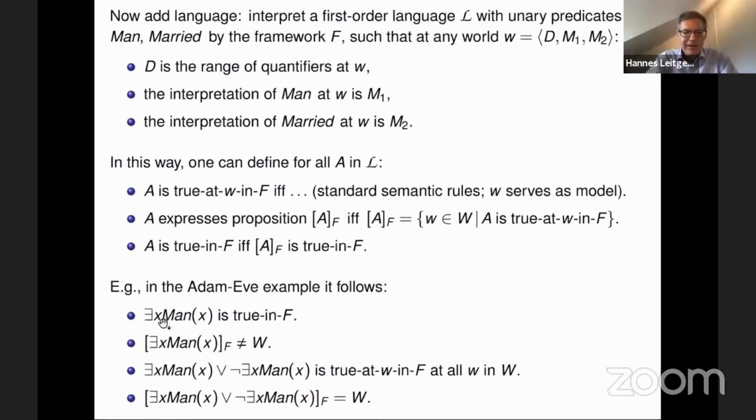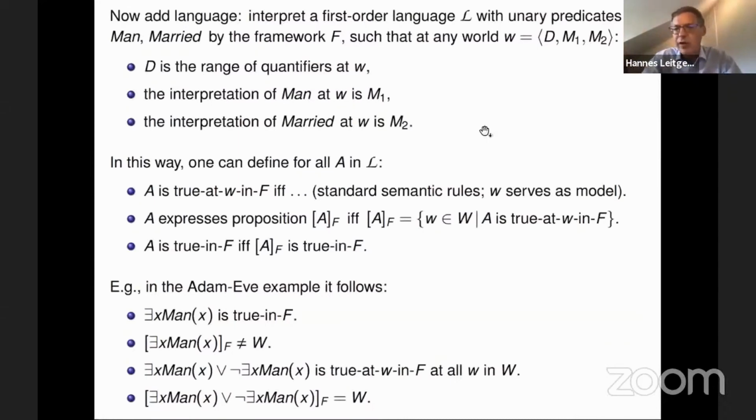So for example, "there is an X such that X is a man" is true simpliciter in the framework. You just look at the set of worlds that is expressed by it. This is the set that I had on the previous slide, and we have already seen that it includes one actual world, and hence it's a true proposition. Accordingly, the sentence that expresses that true proposition must be true. The proposition that is expressed by it is distinct from the set of all possible worlds in the framework, because it rules out certain worlds, right?